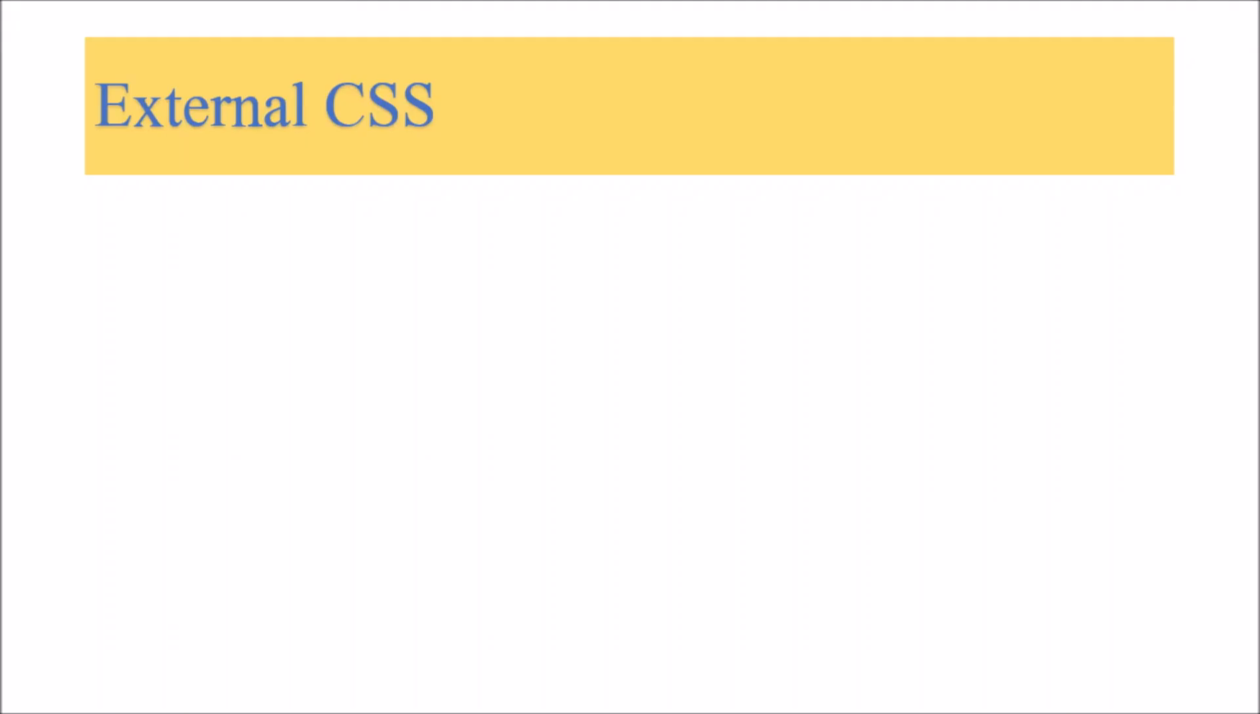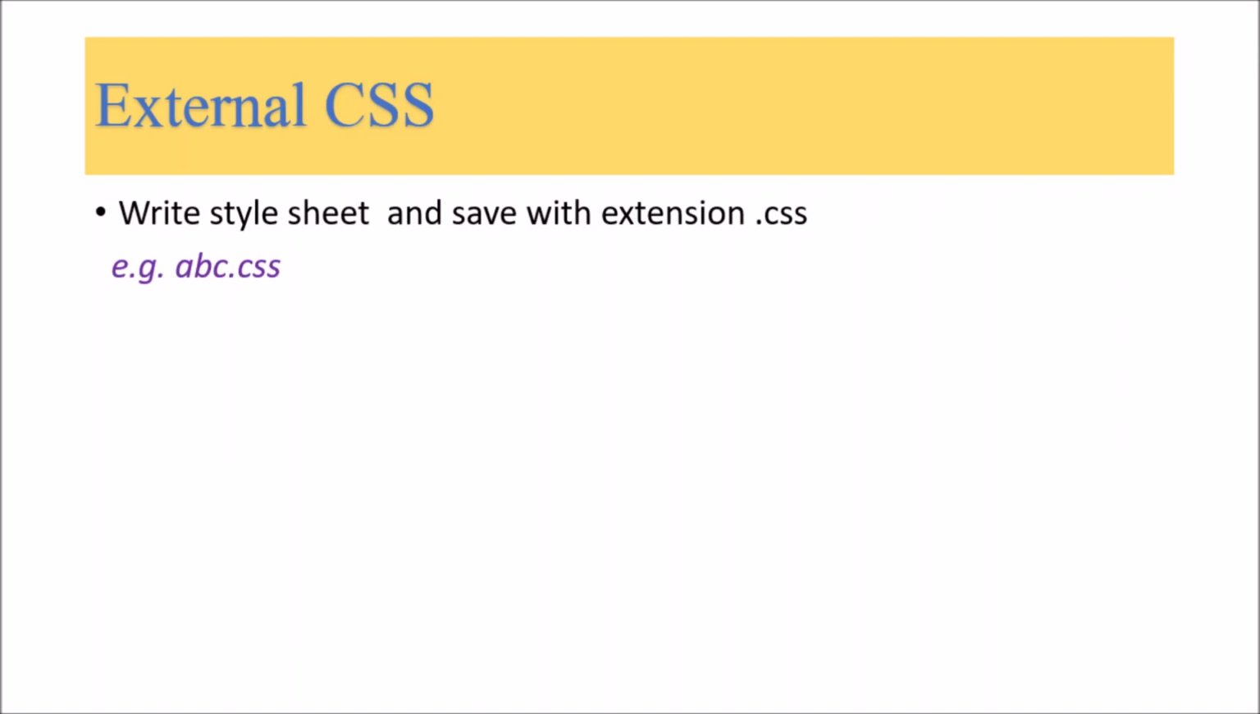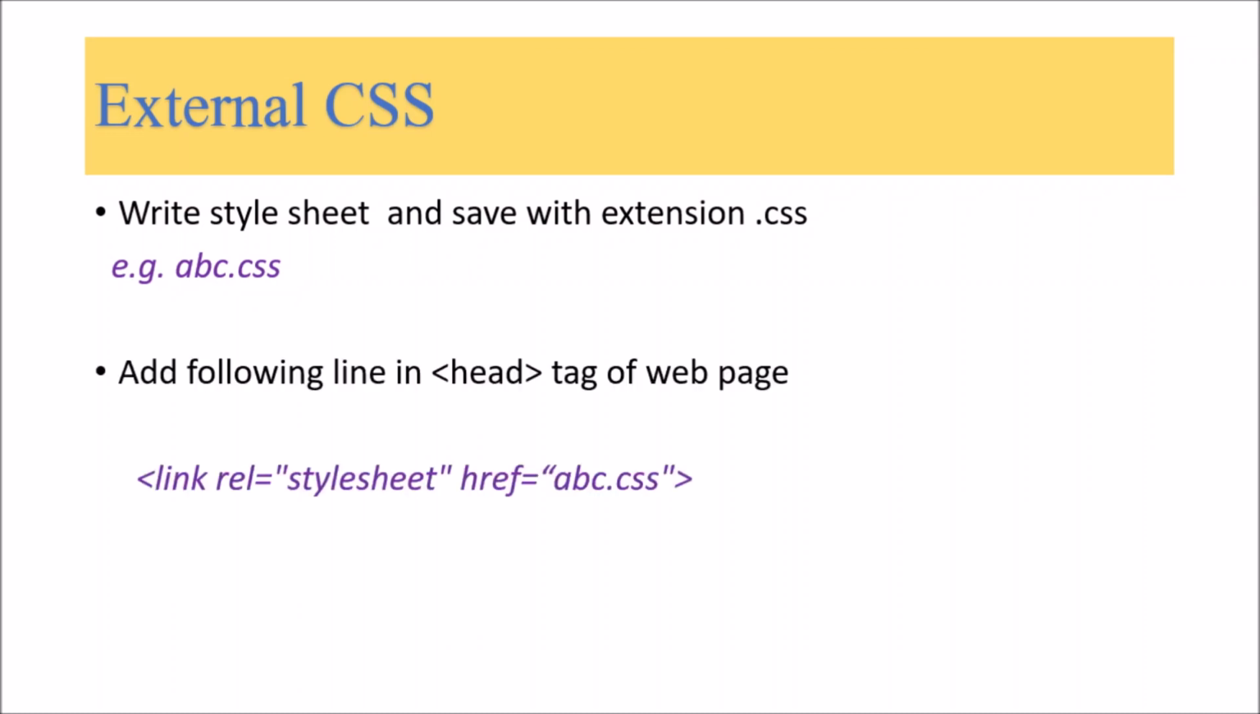The next type of applying CSS is external CSS. In the case of external CSS, you have to write a style sheet and save it with the extension .css. So here you are creating a separate file for CSS, which is nothing but a style sheet, and you are saving it with the .css extension. After writing all the selectors, properties and values inside it, you can add the link of that file in the head tag. You have to apply the link of that file in the head tag.